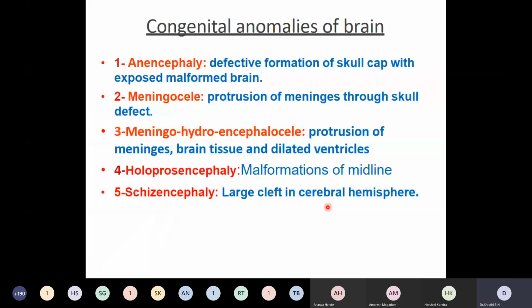Coming to the congenital anomalies of the development of the brain. Anencephaly is defective formation of the skull cap. Meningocele is protrusion of meninges through the skull defect. Meningohydroencephalocele is protrusion of meninges and brain tissue with a dilated ventricle.